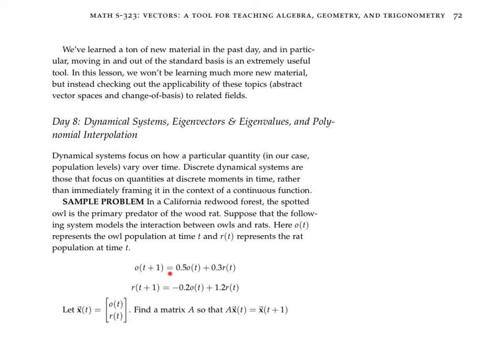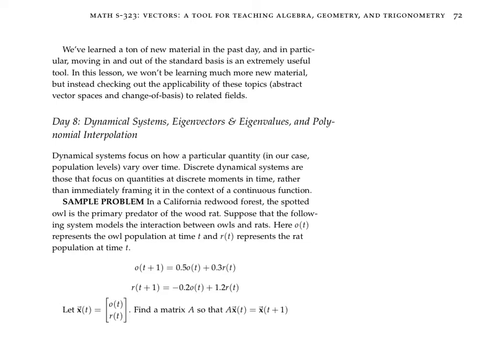So this is what we're seeing here, that the owl population at a particular point depends on what the owl population and the rat population have been over the previous year, 1 year ago. And the rat population at a particular point also depends on the owl and rat populations from the previous year, that both of those sort of combine to give you what the rat population will be in 1 year from now, or the owl population will be in 1 year from now.